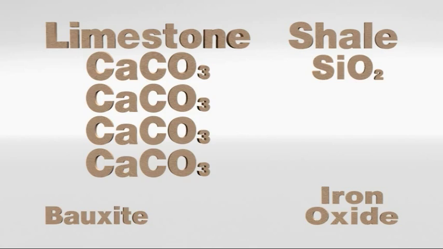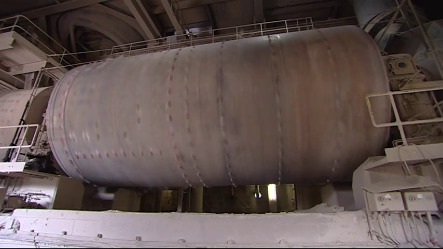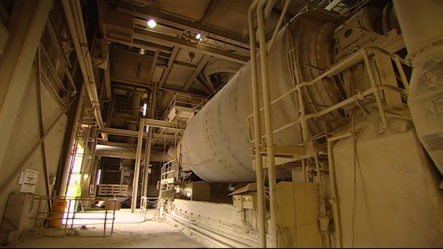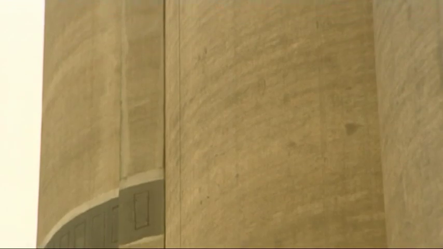Small quantities of bauxite and iron oxide are added to optimize the chemistry, and the mixture is milled to a fine powder in the raw mills. This powder, known as raw meal, is blended by aeration in homogenizing silos before being passed into storage silos.